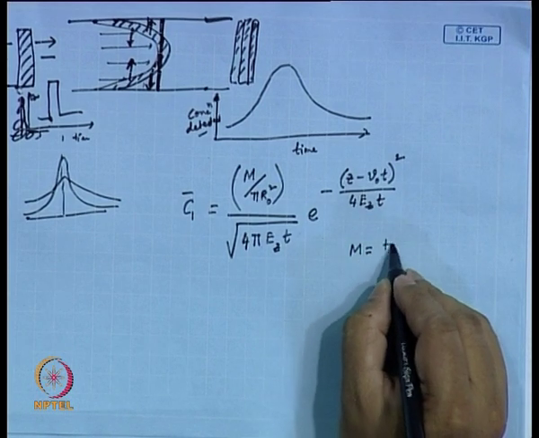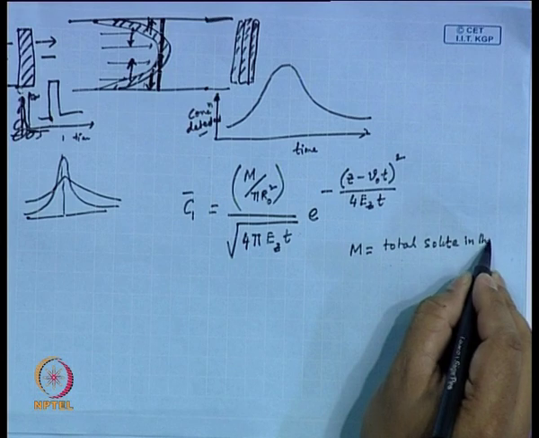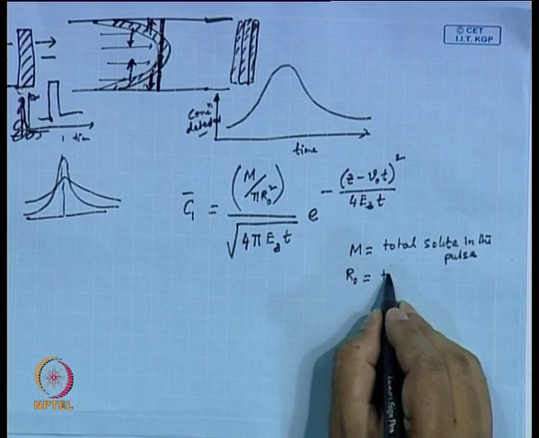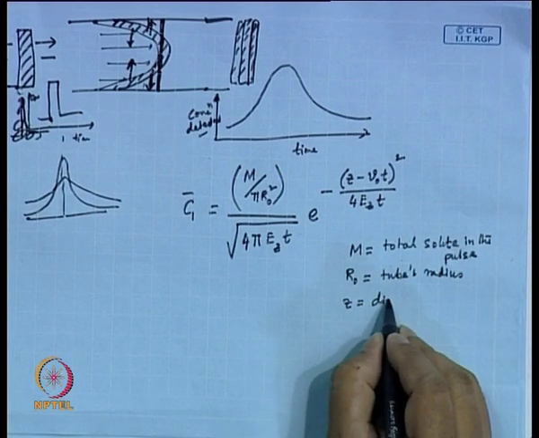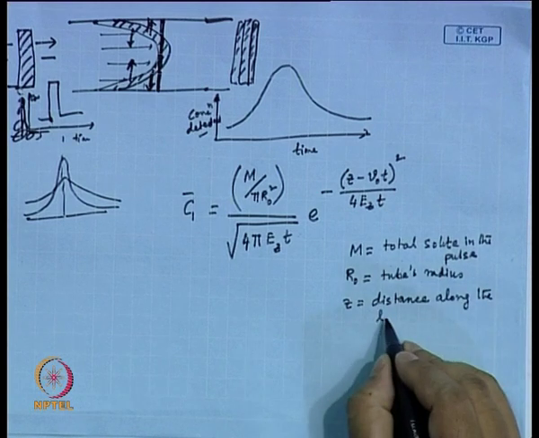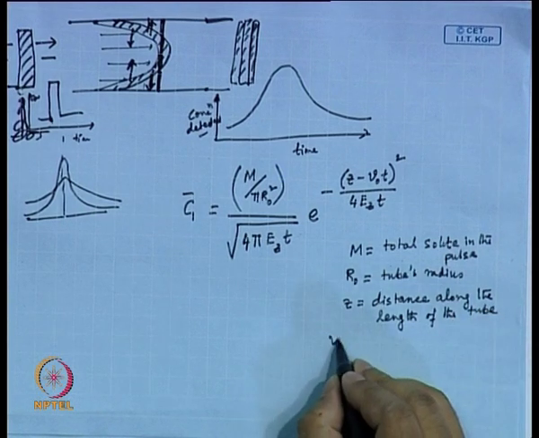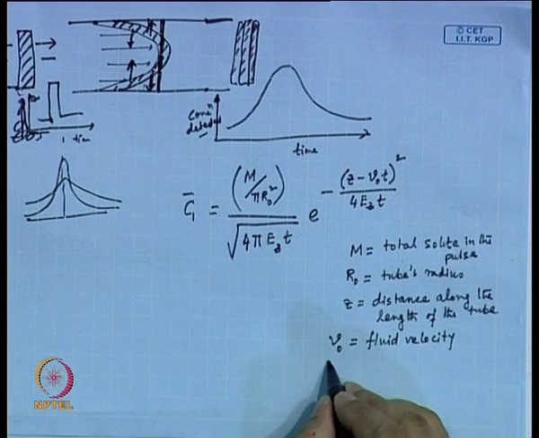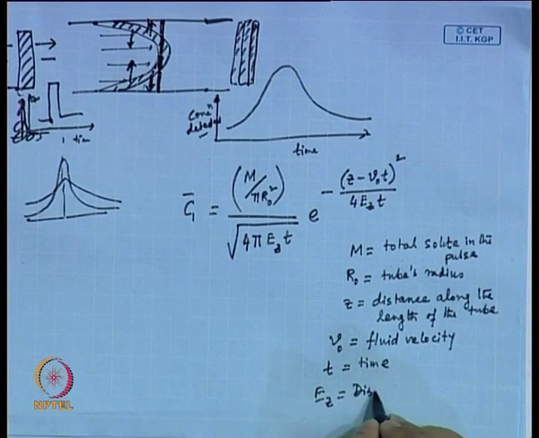Here, m is the total solute in the pulse, R0 is the tube's radius, z is the distance along the length of the tube, V0 is the fluid velocity, t is the time, and Ez is referred to as the dispersion coefficient.